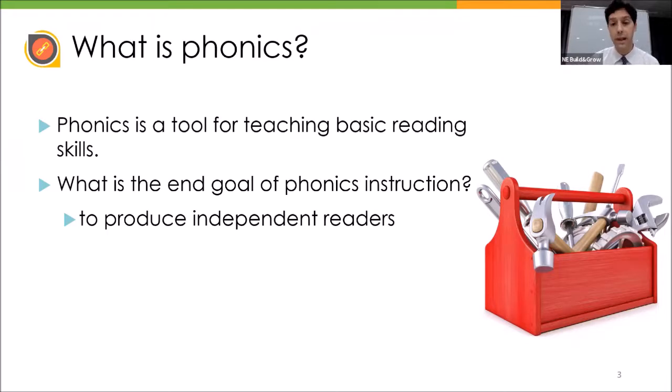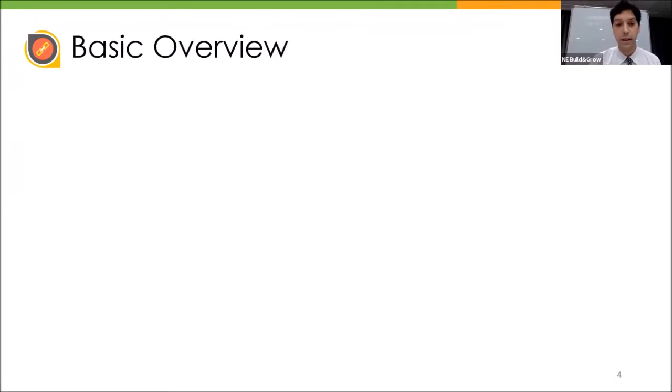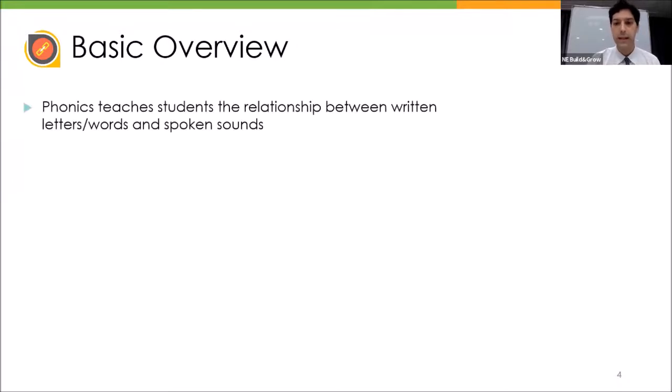And when we've done that as teachers, when we've accomplished this, then this is the end goal of phonics instruction. Okay, so let's do a basic overview and talk about the different aspects of phonics. So phonics teaches students the relationship between written letters or written words and spoken sounds.